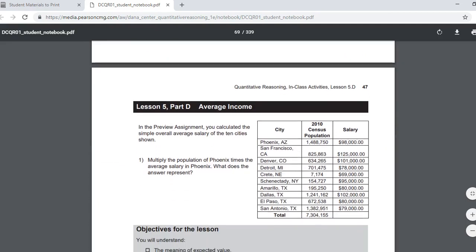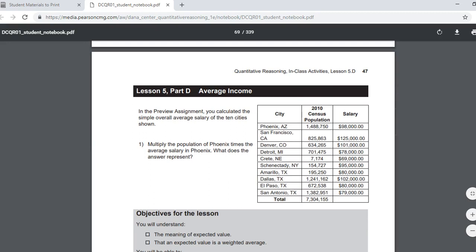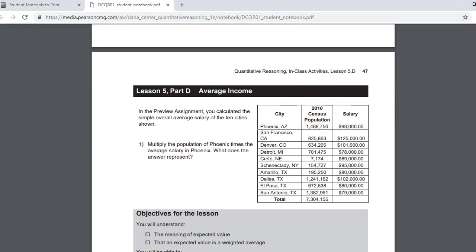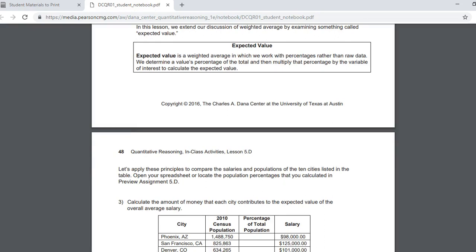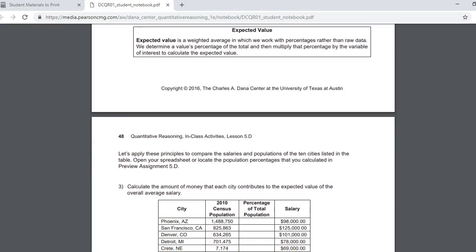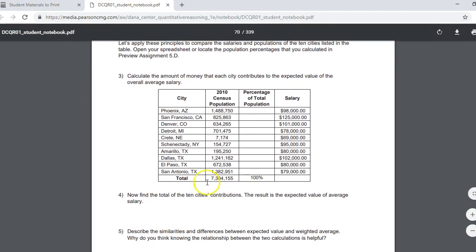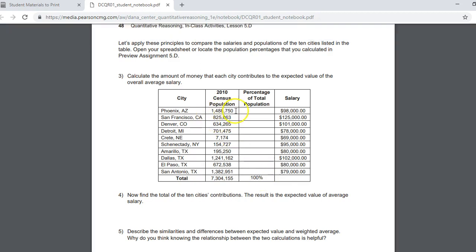And then we go on to the average income. This is like what we were looking at in 5B, where we spent a lot of time on this one. Expected value is a weighted average. And then we took time to calculate the percentage of the population. You need to go back and remember how we calculated Phoenix and its percentage of the population.